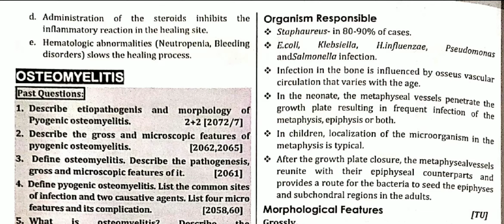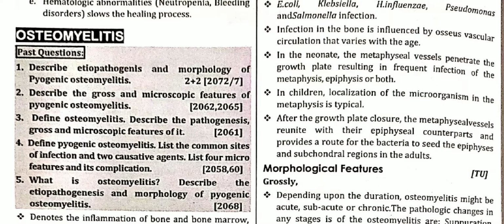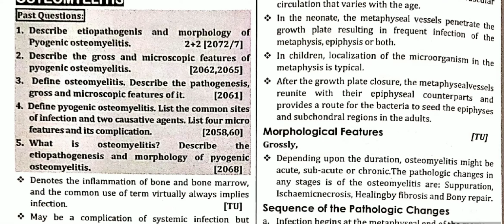The most common site for the infection of the bone is the metaphysis, mostly in the neonate, because the growth plates are not much formed. There are penetrating types of blood vessels in the growth plate, because of which the infection reaches the epiphysis, but in the adult there is epiphyseal closure, because of which the infection remains inside the bone marrow.